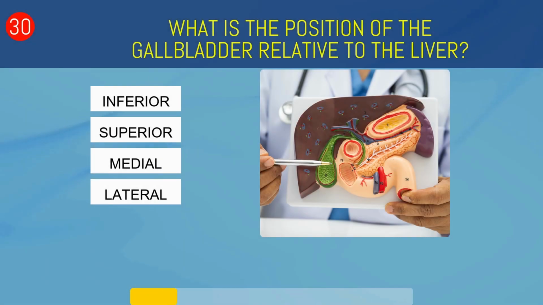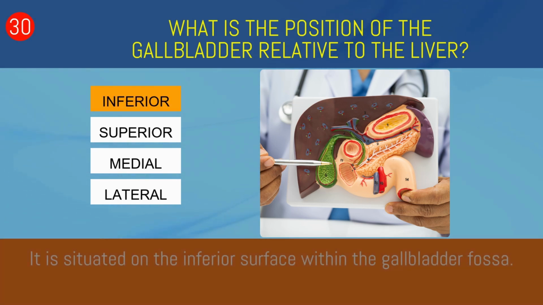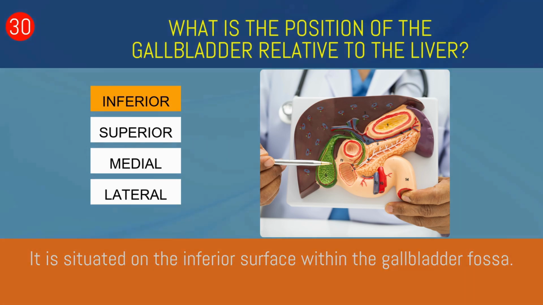What is the position of the gallbladder relative to the liver? Inferior, superior, medial, or lateral? Inferior. It is situated on the inferior surface within the gallbladder fossa.